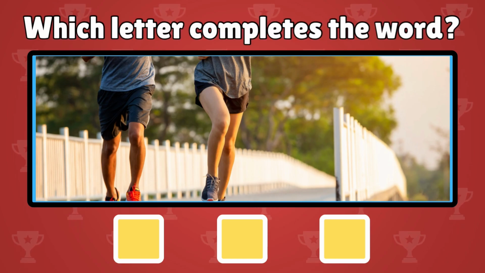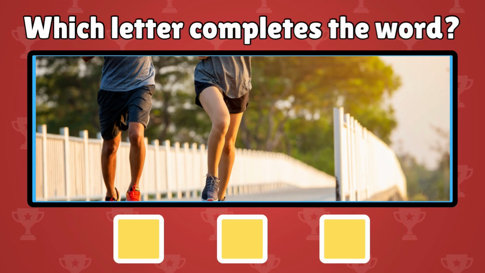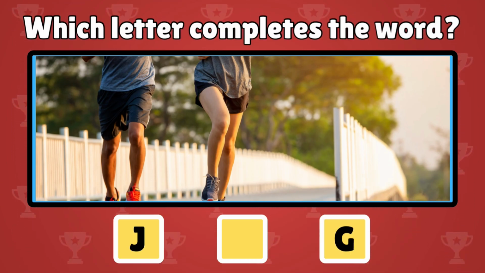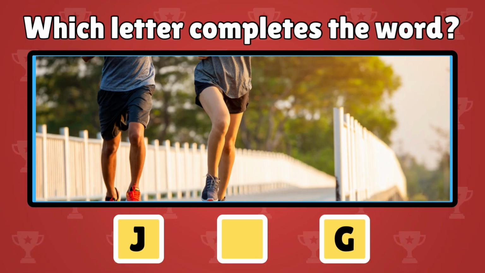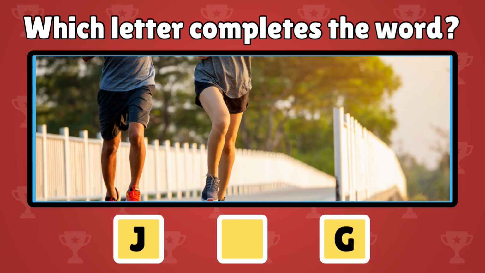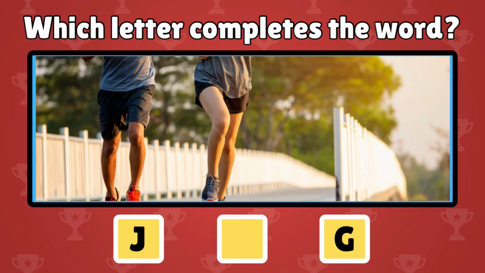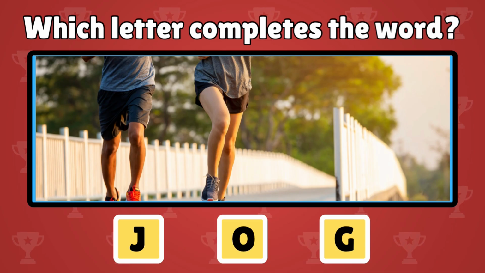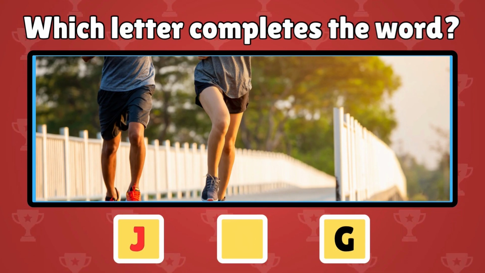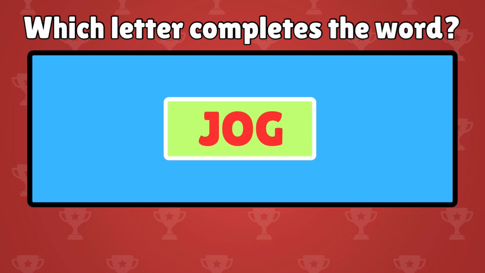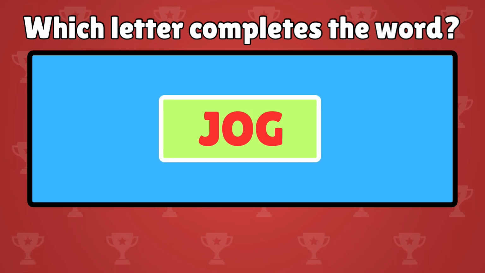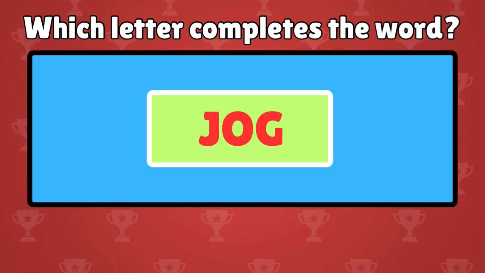Look at the picture. It is jog. Here, vowel is missing. J, G, which letter completes the word? It is O, J, O, G. Jog. Can you say it again? J is for jog. Jog.